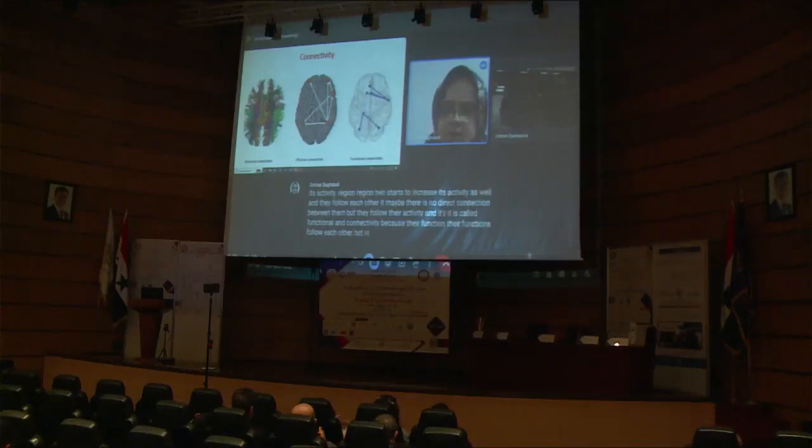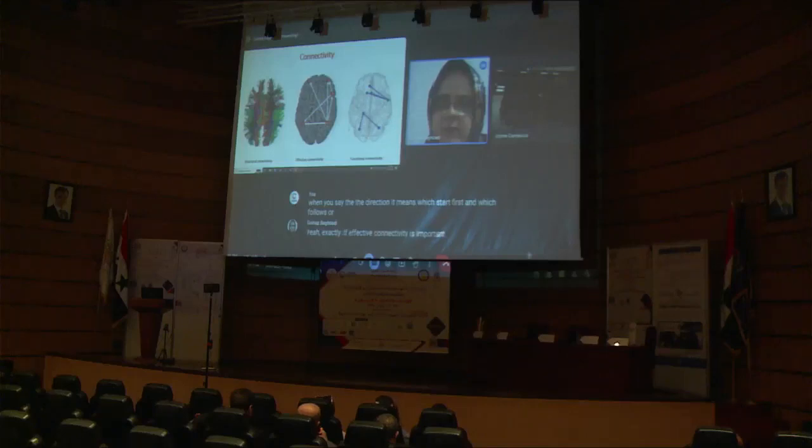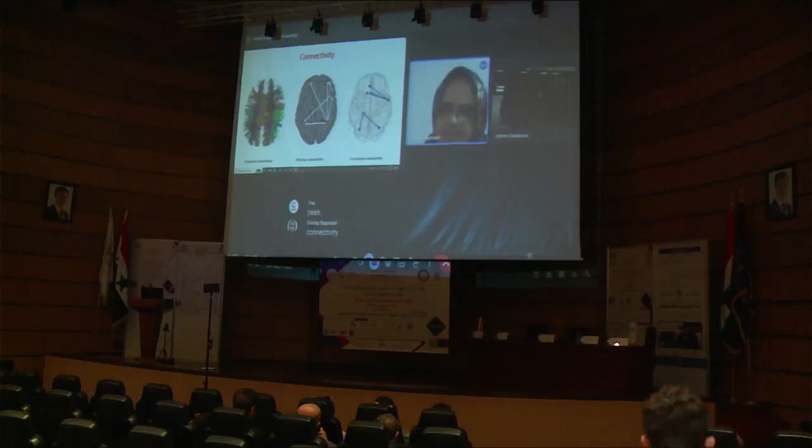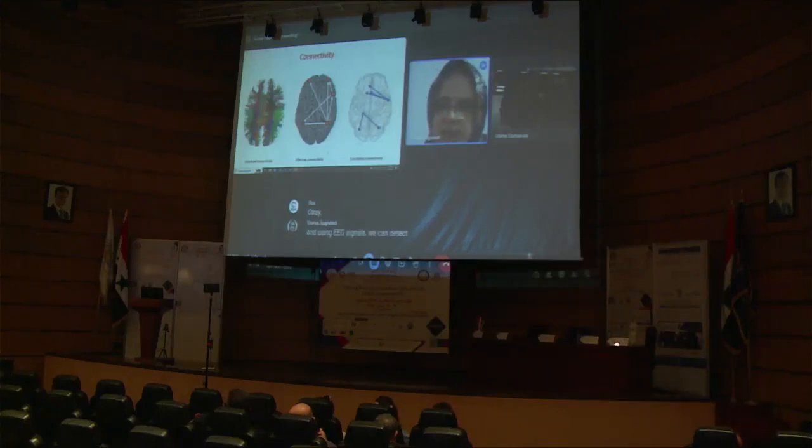But what is the difference between effective and functional connectivity? In functional connectivity, it is not important which region is the master and which region is the slave, but in effective connectivity, the direction of the connection is important for us. When you say the direction, it means which starts first and which follows? Yeah, exactly. In effective connectivity, it is important which region is the cause of the activity, but in functional connectivity, the direction is not important. And using EEG signals, we can detect just functional connectivity, and with some complicated algorithms, we can detect effective connectivity, but there is no information about the structural connectivity in EEG signals.